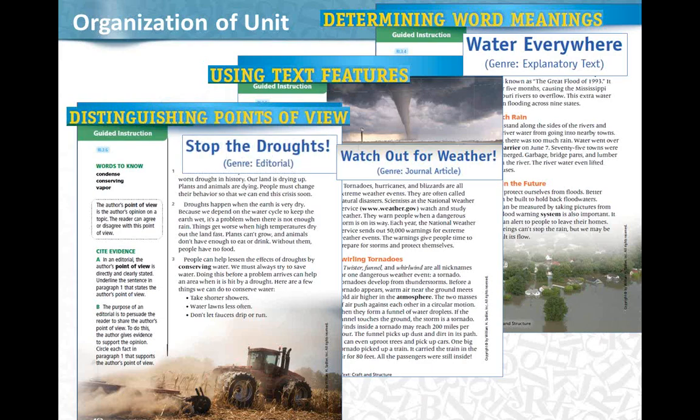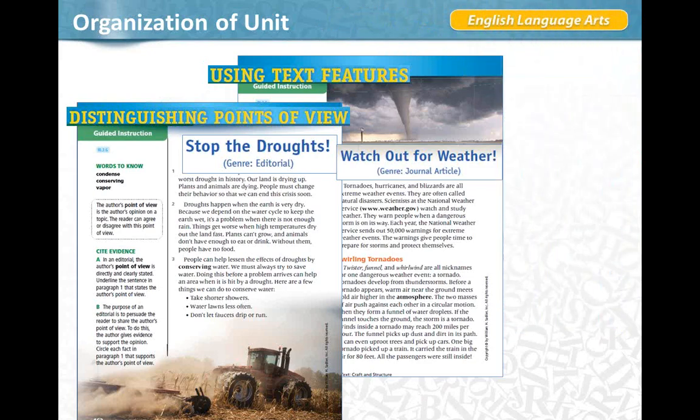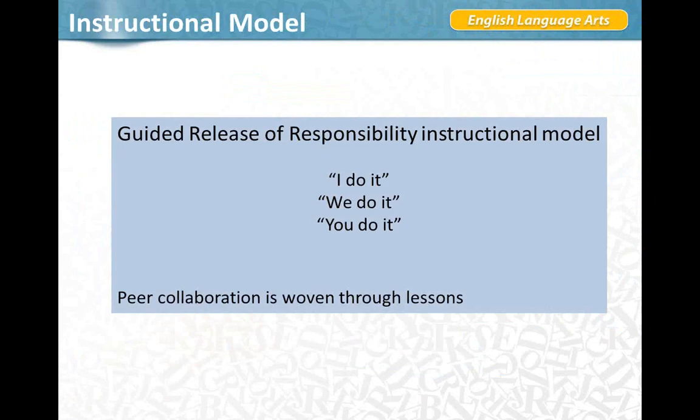Each one of these texts goes along with the theme. They build background content, informational knowledge for the student, and it ties it all together, all three of these standards under the craft and structure topic. So let's take a look at one of these standards a little bit more closely. We're going to follow determining word meanings, and the instructional model that we use for all of our standards is the guided release of responsibility instructional model. The I do it, we do it, and you do it.